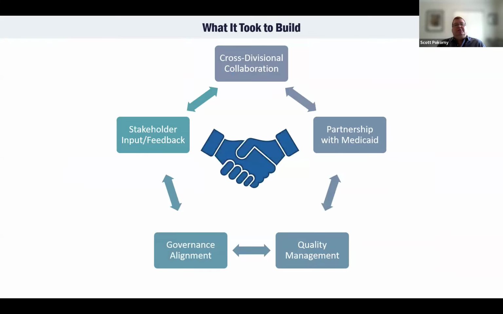So if we could go to the next slide, please. So what it took to build required significant collaboration, because both Medicaid and the Division of Mental Health, Developmental Disabilities, and Substance Use Services operate under the North Carolina Department of Health and Human Services. We did have existing relationships that helped. However, each division has its own governance and approval processes, which required negotiation and coordination.